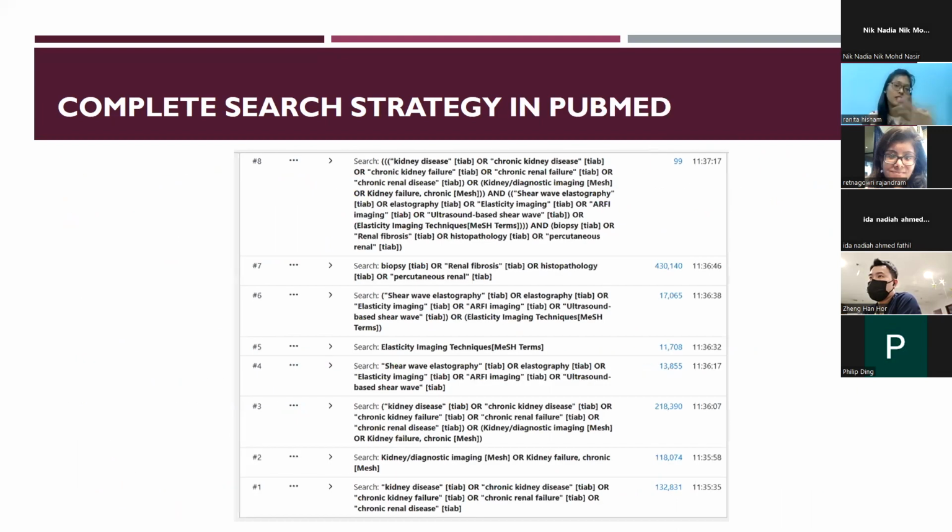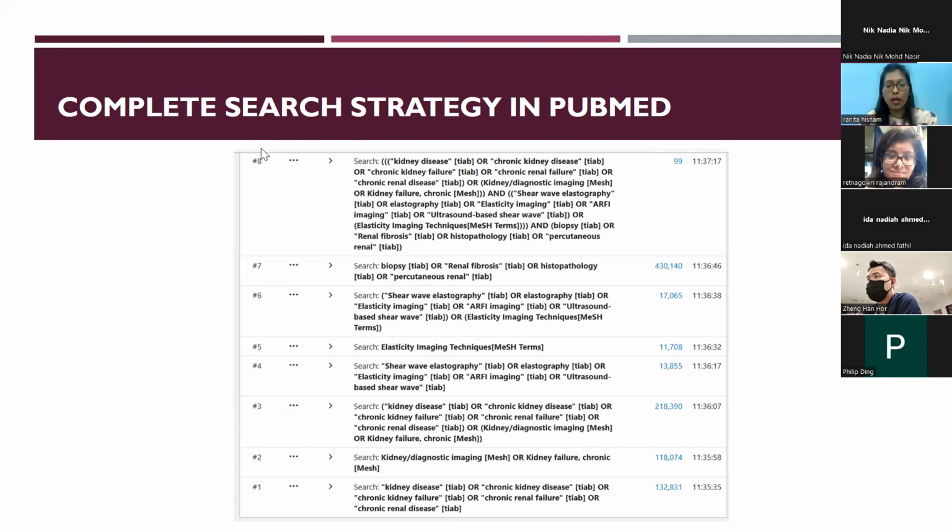So look at this. This is an example from PubMed. I will go step by step. This is what we are going to do for the next session. That will be a full hands-on session on how to actually put your keywords together and come up with a search strategy like this.